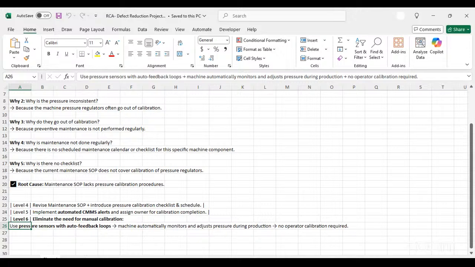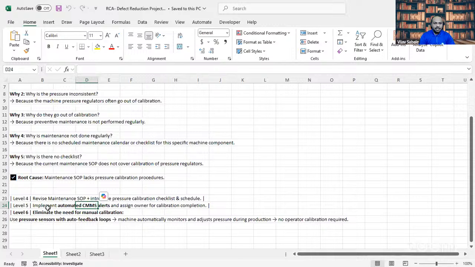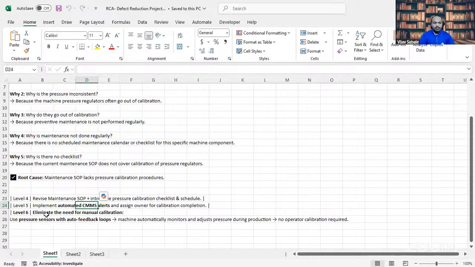Is it clear? Sir, do we need to place a trigger in the system? Detectability, I mean to say. Yeah, that will come into this control. Yeah, this is level 5, okay, where we can have the system to check it, right? So there will be the alerts. It will automatically give you the alert, okay, the pressure calibration is due, we need to complete it.